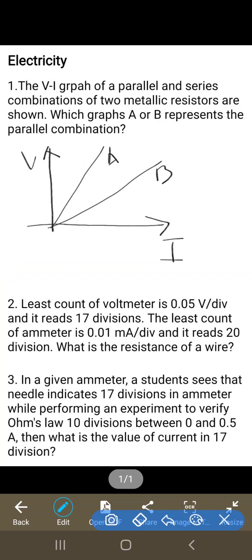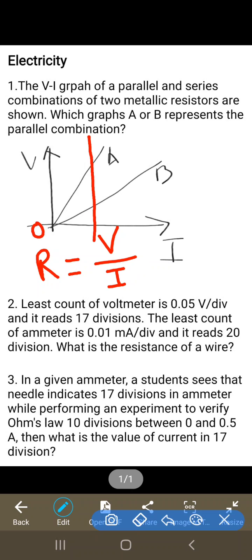See here, by Ohm's law, R is equal to V upon I, which is equal to constant. So from this equation, if I fix the current, like this is the origin point, I fix the current at a point say P, OP, current is fixed.